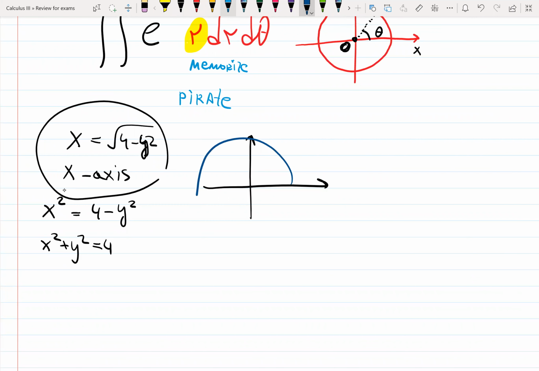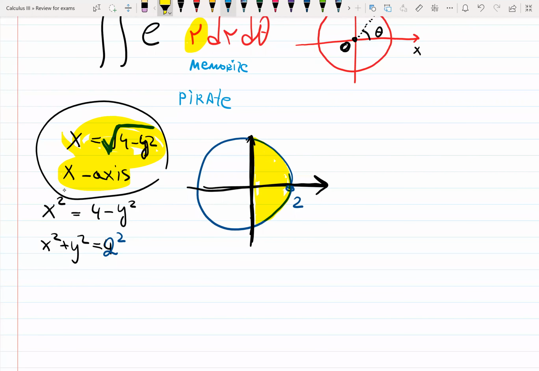Radius 2, don't forget it's not 4, right? It's radius 2 squared. The only thing is, why did we even bother to have a square root in the first place? The square root tells me that x has to be positive or 0. x cannot go to the negative side. That means x cannot go to the left. That leaves me only the right half of the circle. That matches, it says x-axis, and x should be positive or 0. So it's the right half of this circle with the center 0,0 and radius 2.